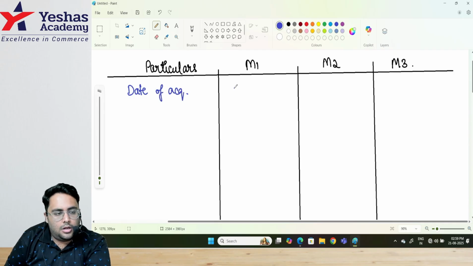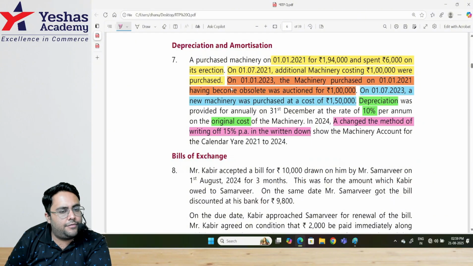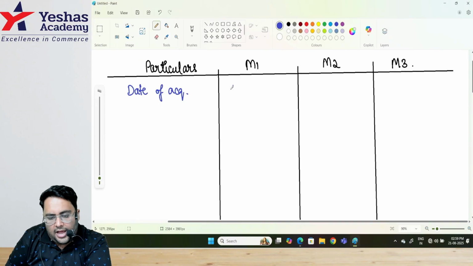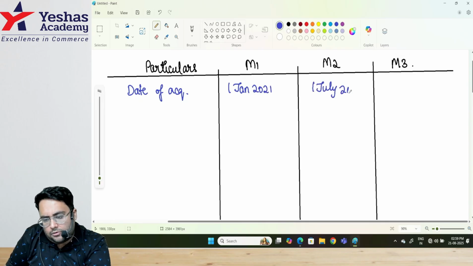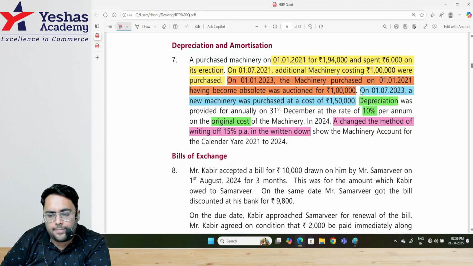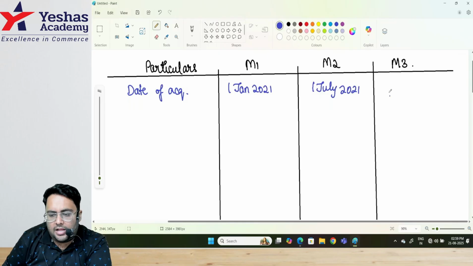M1. Look at the question. What is the date of acquisition of M1? 1st January 2021. M2, 1st July 2021. M3, blue color, 1st July 23.